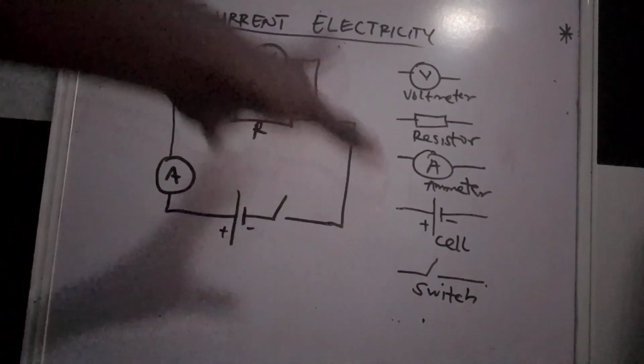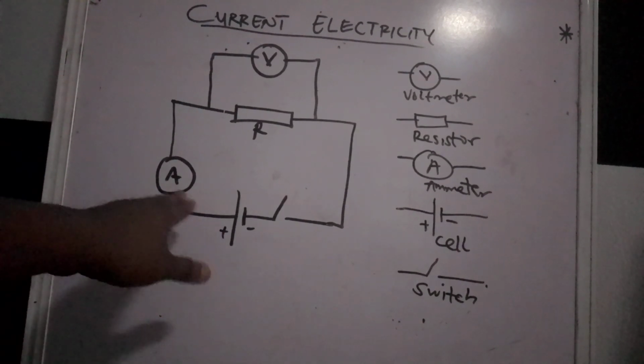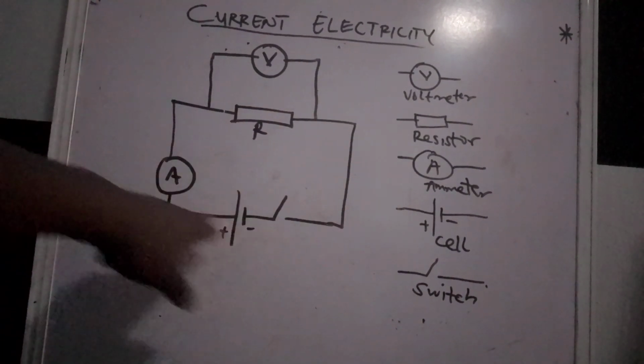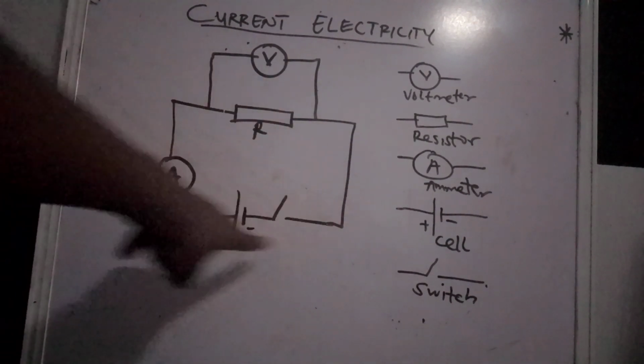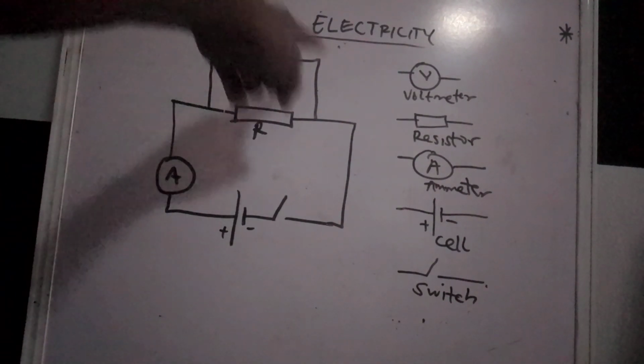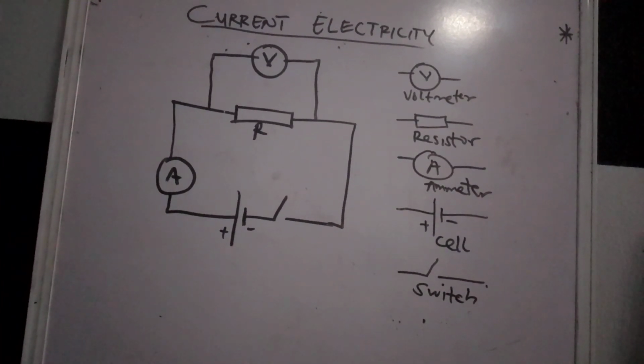And this is how the circuit is always connected when we are dealing with electric current. The ammeter is always connected in series with the circuit. Series means it must be in a line with the circuit, while the voltmeter will always be connected in parallel across the resistor as we have it here. So this is an example.